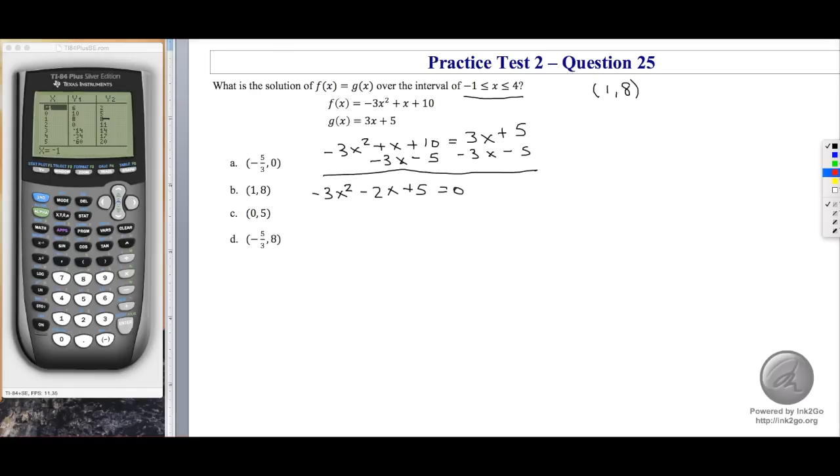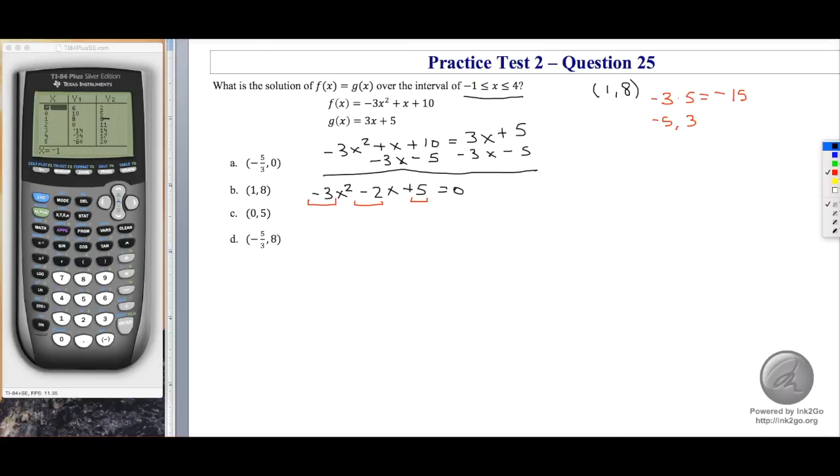Next, we need to factor our equation. So taking a look at our x squared coefficient, we notice it is not 1. So when it's not 1, we have to multiply that by our constant term. So we have -3 times 5 is equal to -15. Then we ask ourselves, what factors of -15 will add to give us -2? These are -5 and 3.